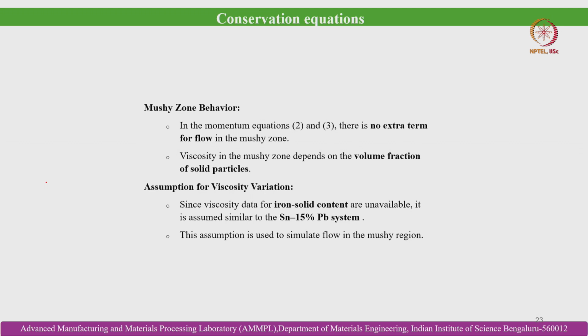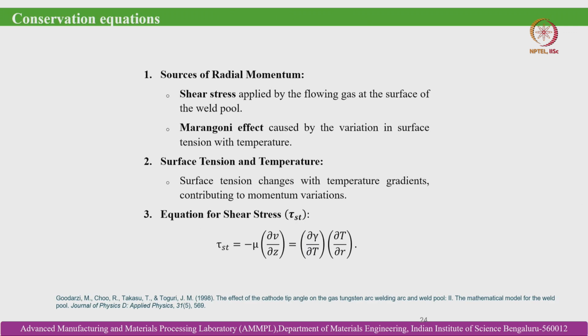So, assumptions for viscosity variation. Here the viscosity data for tin lead system is considered. This assumption is used to simulate the flow in the mushy region. Sources of radial momentum are the shear stress applied by the flowing gas at the surface of the weld pool, and the Marangoni effect caused by the variation in surface tension with temperature. So, surface tension changes with temperature gradients, contributing to momentum variations.